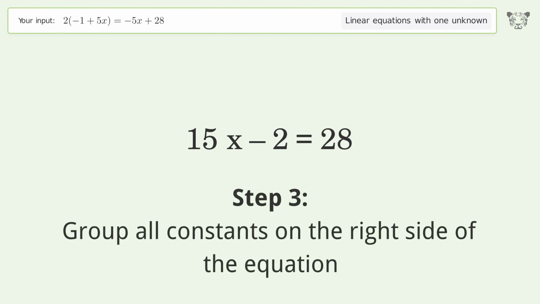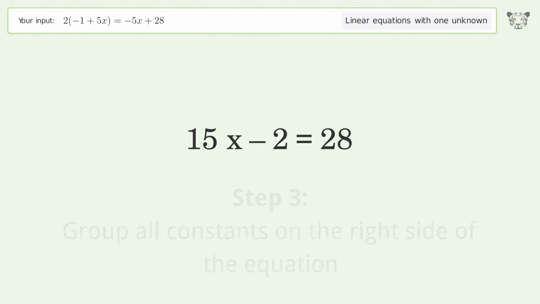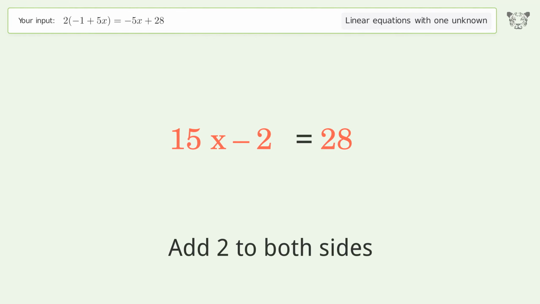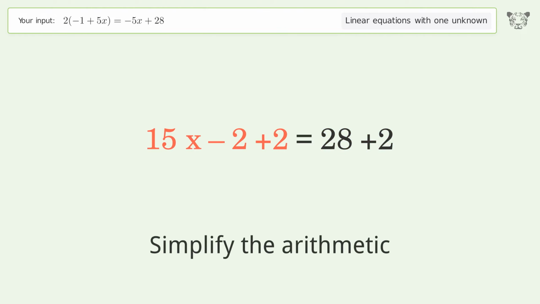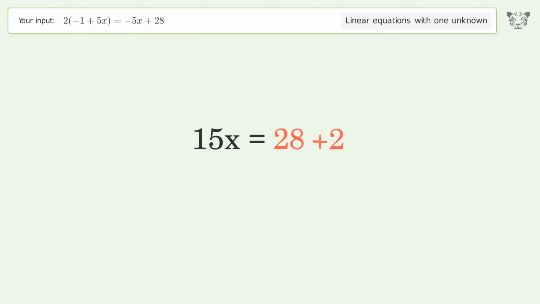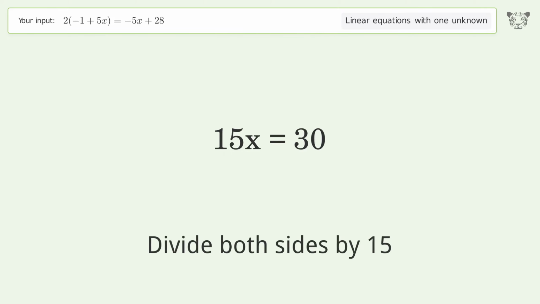Group all constants on the right side of the equation. Add 2 to both sides. Simplify the arithmetic. Isolate the x. Divide both sides by 15.